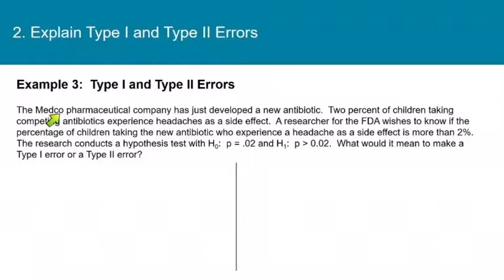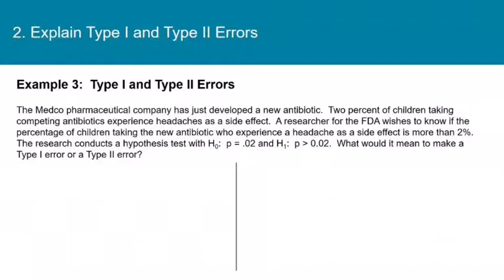So let's go back to the Medco Pharmaceutical Company and let's look at this situation. The Medco Pharmaceutical Company has just developed a new antibiotic. 2% of children taking competing antibiotics experience headaches as a side effect. A researcher for the FDA wishes to know if the percentage of children taking the new antibiotic who experience a headache as a side effect is more than 2%. The researcher conducts a hypothesis test where the null hypothesis is p = 0.02 and the alternative hypothesis is p > 0.02. What would it mean to make a type 1 or a type 2 error?